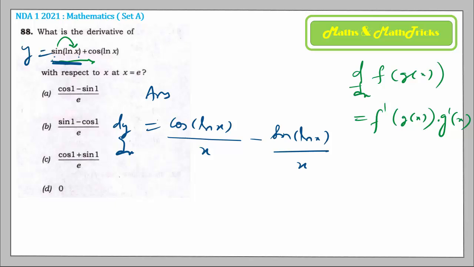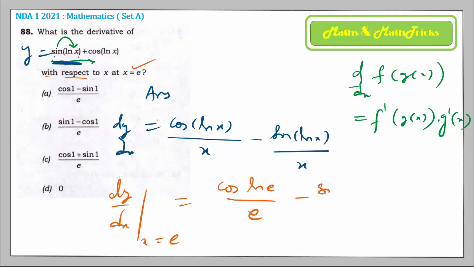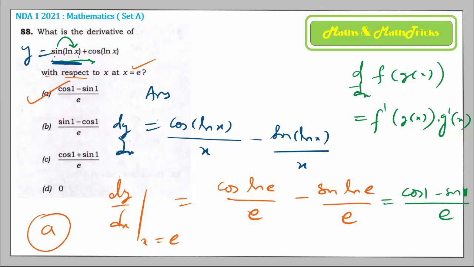Alright, now they say find out this particular derivative at x equal to e. So you have to now calculate dy by dx at x equal to e. Replace x by e in the derivative. So you will get cos of ln e upon e minus sine of ln e upon e. You know that ln e is 1, so this is giving you cos 1 minus sine 1, denominator is common, that is e. Cos 1 minus sine 1 upon e, that is the option, hence A for this particular question.